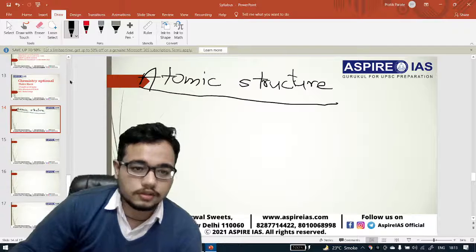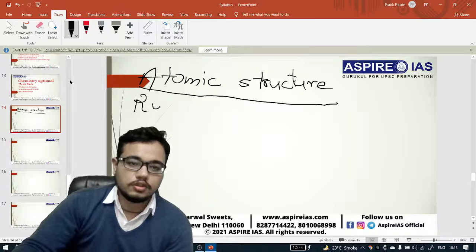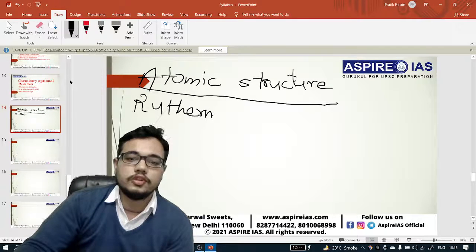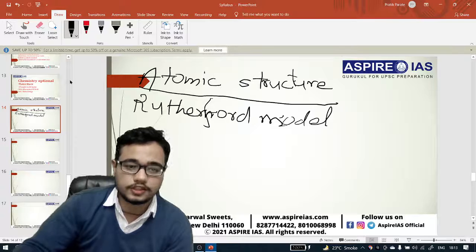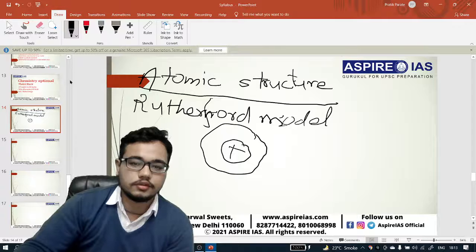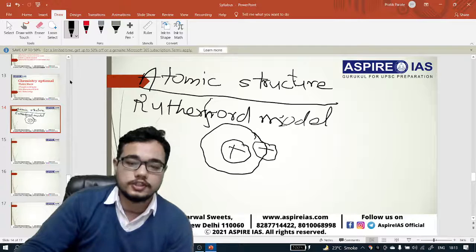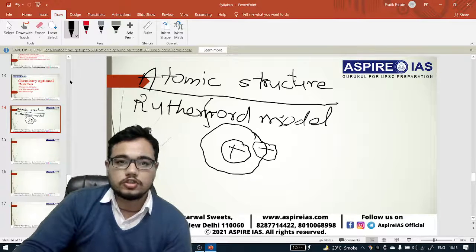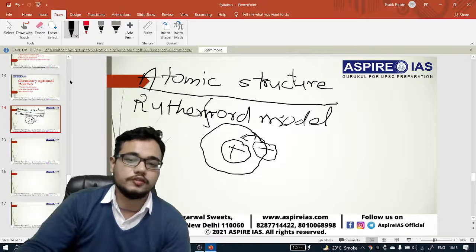Now, atomic structure starts from the Rutherford model. What does the Rutherford model say about the atomic structure? The Rutherford model says that in an atom there is a nucleus at the center with positive charge, and an electron is moving around it. The flaw with this model is that since the positive and negative charges are opposite, they must attract each other. Once they attract, the negative charge should eventually merge with the positive charge.